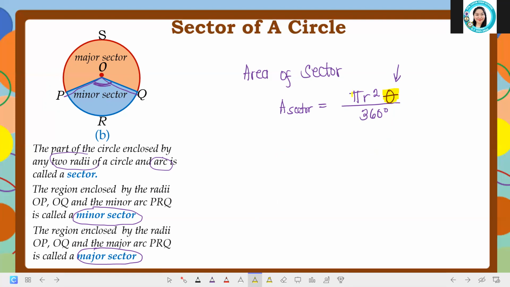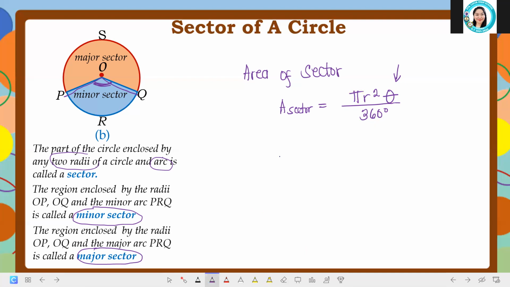Alam niyo naman na siguro what is pi. Pi is 3.14 and so on. While r is the radius and 360 is the measure of the whole circle. Naintindihan? Pero syempre, hindi lang yun yung sinosolve natin.